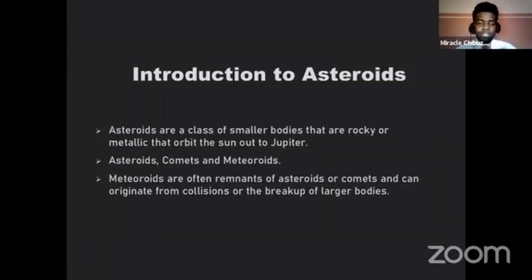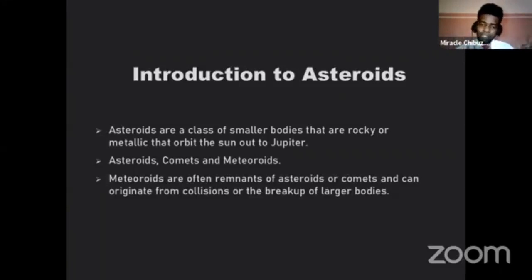So now, introducing asteroids. What are asteroids? Now, there is no definitive definition of asteroids. But we can say that asteroids are a class of smaller bodies, rocky or metallic, that orbit the sun out to Jupiter. Those smaller bodies that are not planets, that you can find from the sun. If you start from the sun and move out to Jupiter, those are what we call the asteroids.